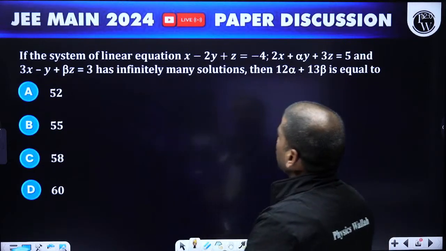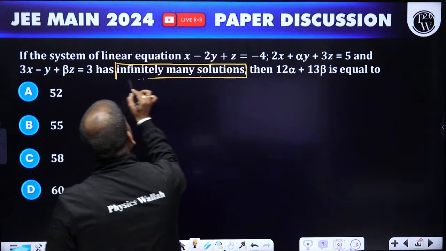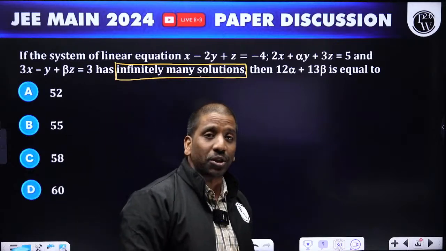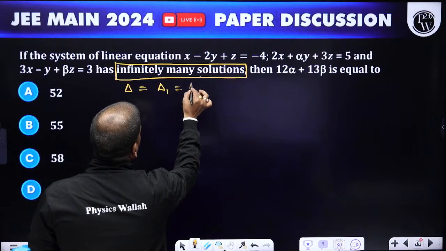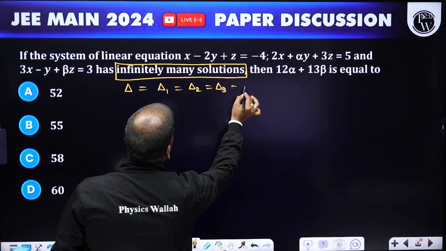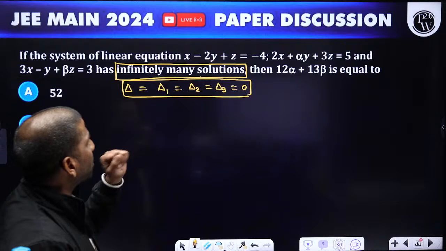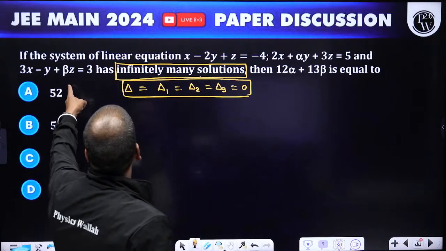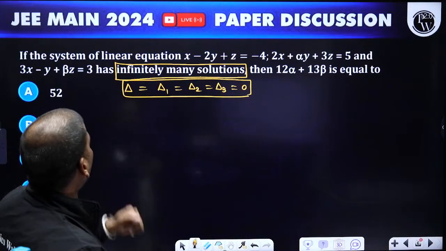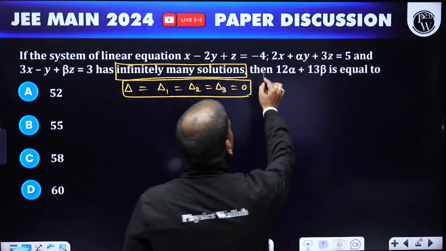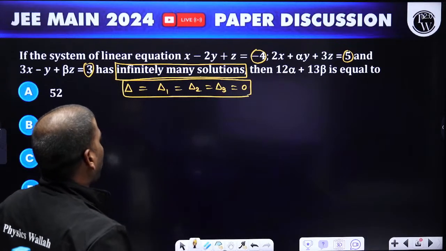So let us see in this question, the system of linear equations has infinitely many solutions. As there are infinitely many solutions, find 12 alpha plus 13 beta. For infinitely many solutions, delta, delta 1, delta 2, delta 3, all four must be equal to 0. But we want alpha, and alpha and beta both are contained in this determinant, so you won't get it directly. But let us try to get it directly. Is it possible? Luckily, the constant terms do not contain the parameter.